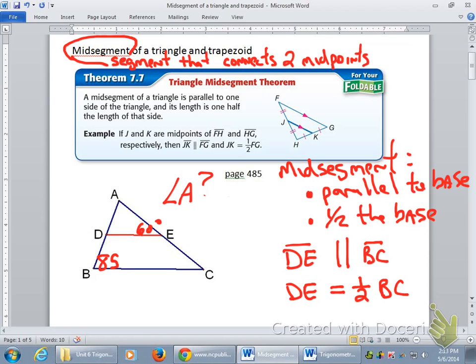So angle E, or excuse me, AED is 60. Angle B is 85, and I want to know angle A. Okay, so we're going to slide 85 up because they're corresponding. Those are corresponding, so I slide that up. And then you've got triangle addition, right? So you just add those up and subtract from 180. And we ended up with what angle? 35. I'll trust you on that answer.